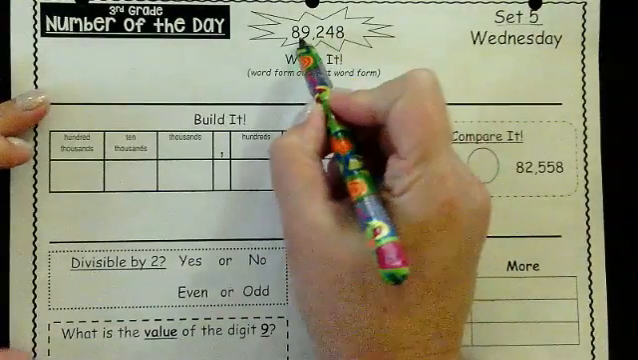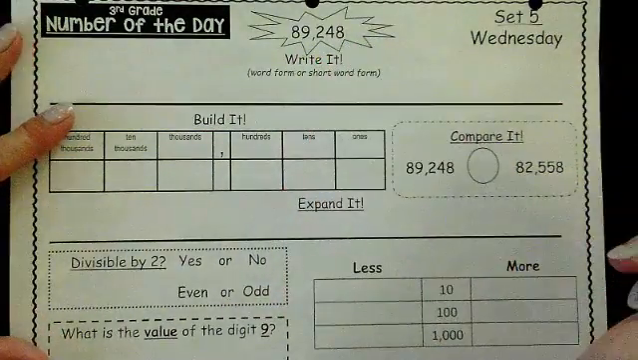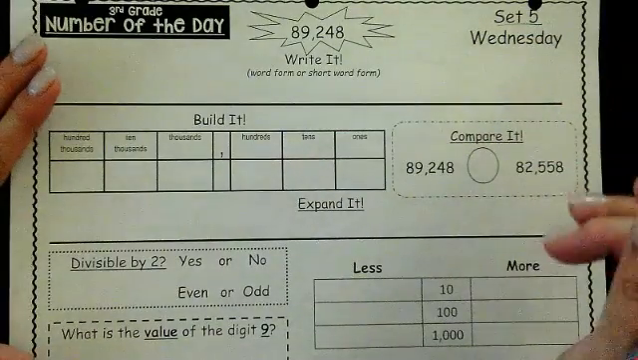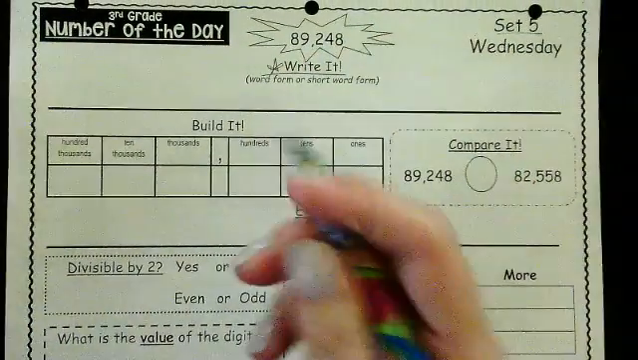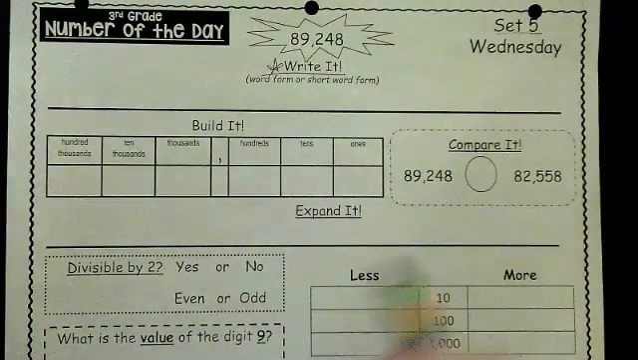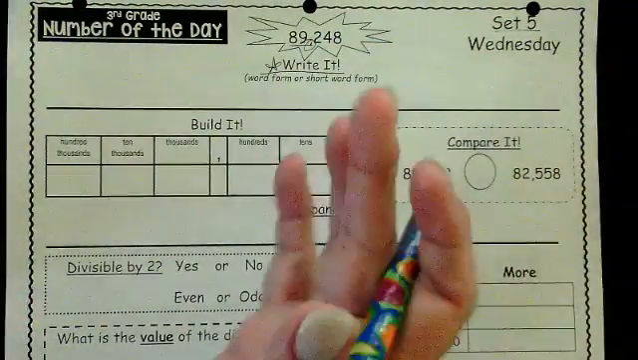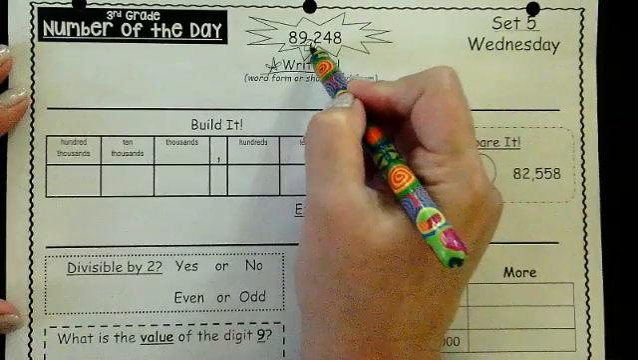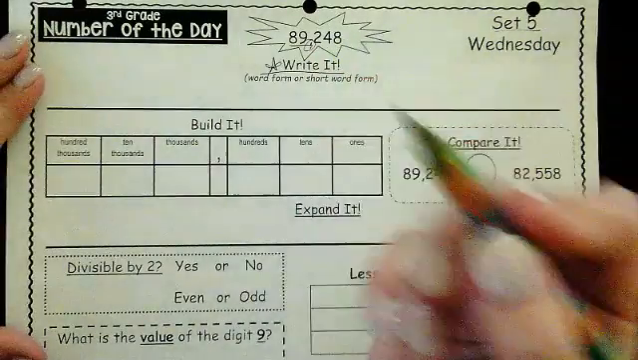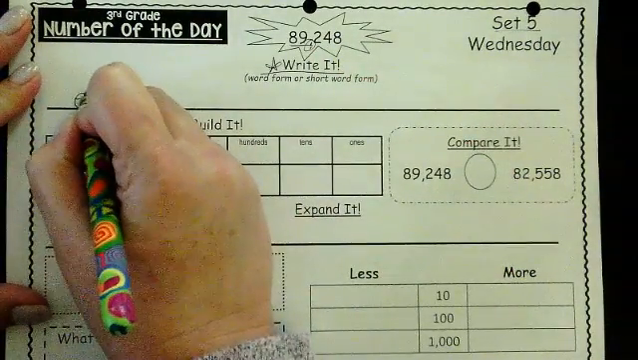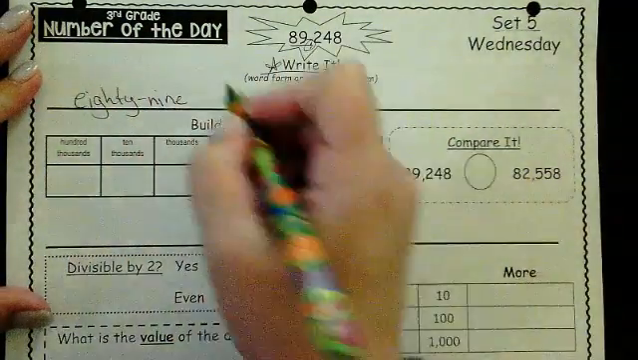So today we're working with the number 89,248. Okay, that's a large number. The very first thing I need to do is write it. So I'm going to say it again so I get my words correct. 89, right? 89. And then this comma stands for thousands. It separates the hundreds and the thousands, but I always think of it like it's 1,000 because it helps me remember my place values. So I'm going to write 89, E-I-G-H-T-Y, 89, and then that comma is thousands.